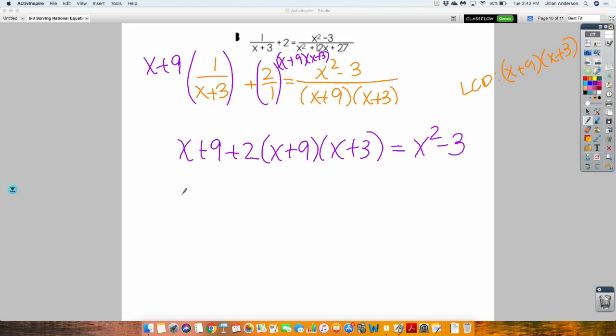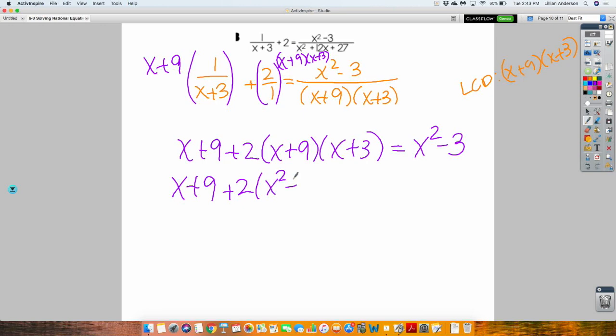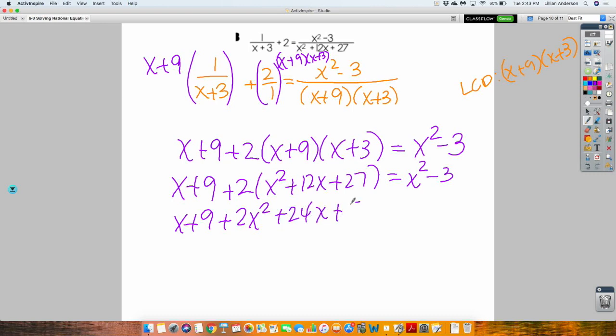Okay, so let's see how you did. You could either distribute first and then multiply, or you could FOIL first and then distribute. If you choose to distribute the 2 over, only distribute to one parenthesis, not both. But me, I am going to FOIL first. It says x squared plus 12x plus 27. And then I'm going to distribute over the 2. So it becomes x plus 9 plus 2x squared plus 24x plus 54.